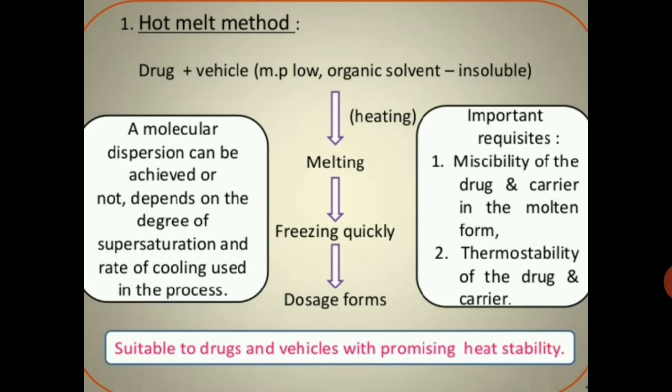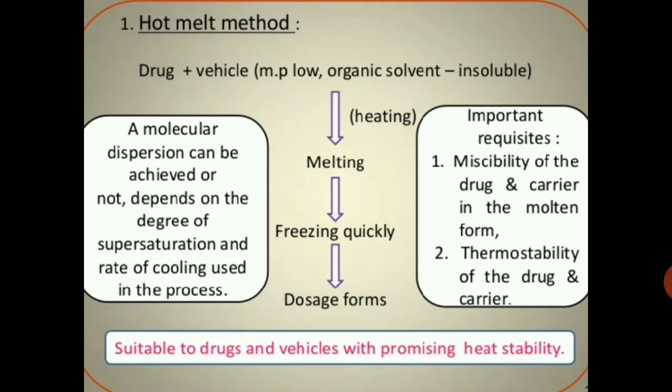And the next method is the hot melt method. In this, the drug and vehicle, the melting point is low, the organic solvent should be insoluble. So heating is applied. Molecular dispersion can be achieved or not, depending on the degree of supersaturation and the rate of cooling used in the process. So when we heat the mixture of drug and vehicle, it melts.